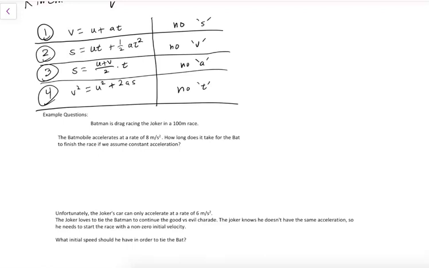So they are drag racing. We know we have a 100-meter displacement. We have an 8 meters per second squared acceleration. And so far, in terms of numbers, that's all we technically know from the problem explicitly. So on the side, we're going to want to write all the variables we know.